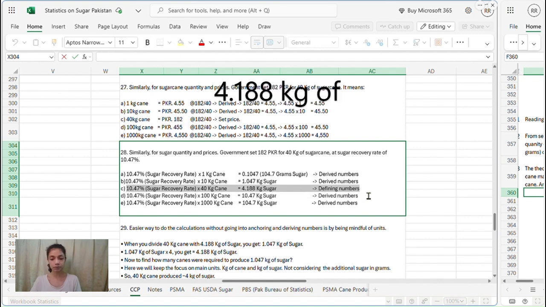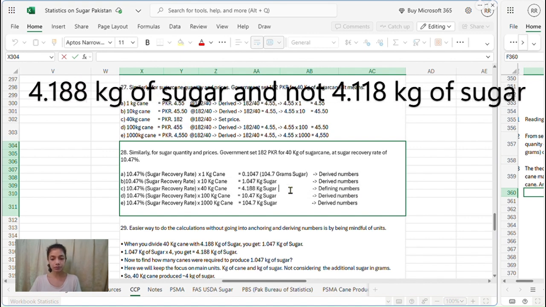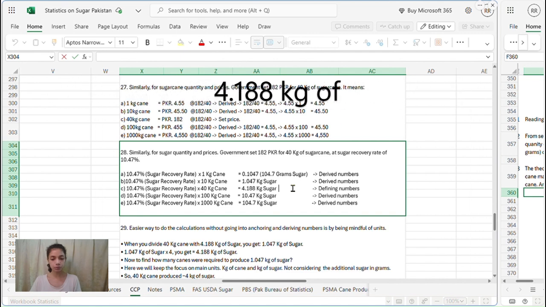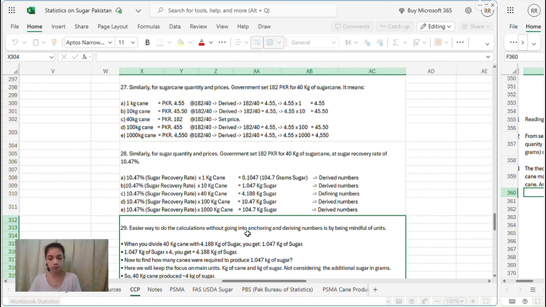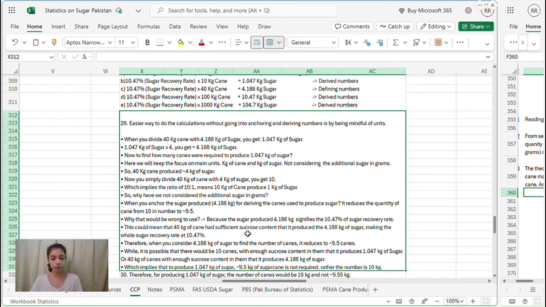Now these were the defined numbers, and everything else is the subsequent numbers. When you multiply the 10.47% sugar recovery rate with 10 kg of cane, you're going to get 1 kg of sugar. Similarly, when you multiply it with 100, you're going to get 10 kgs of sugar, and when you multiply it with 1000 kgs of cane, you're going to get 104.7 kgs of sugar. Now this is point 29, which is of utmost importance.